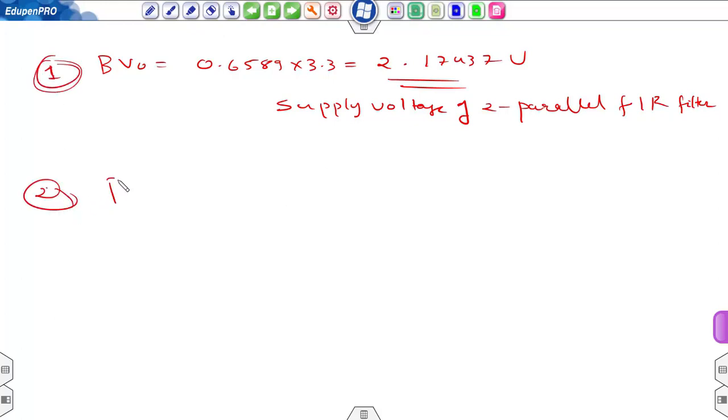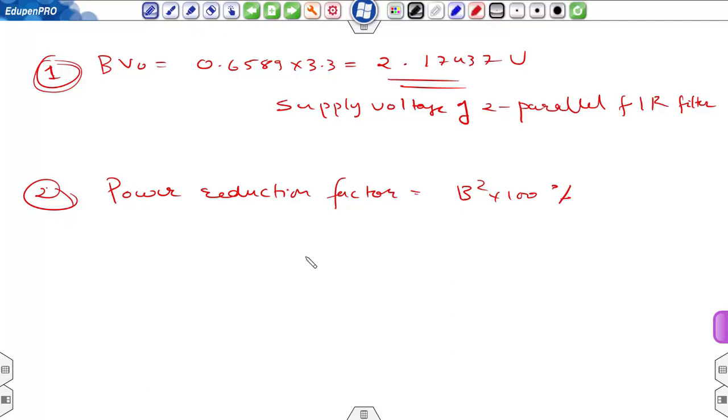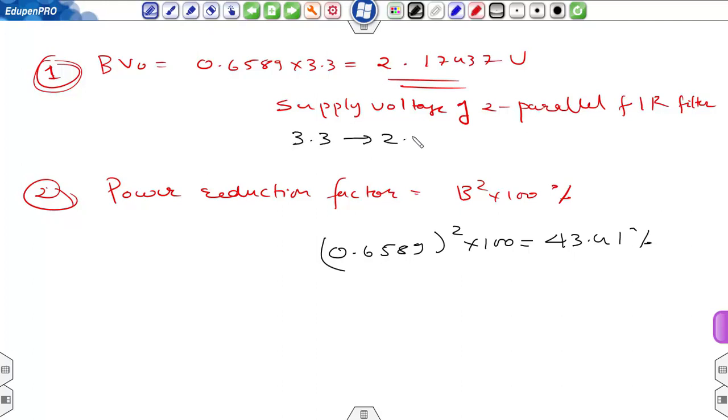and you have to also calculate the power reduction factor. It is simply beta square multiplied by 100%. So this is 0.6589 square into 100. This is 43.41%. So the supply voltage can be reduced from 3.3 volt to 2.17 volt, and by doing this the power saving will be 43.41%.